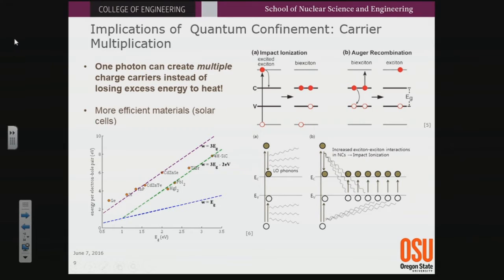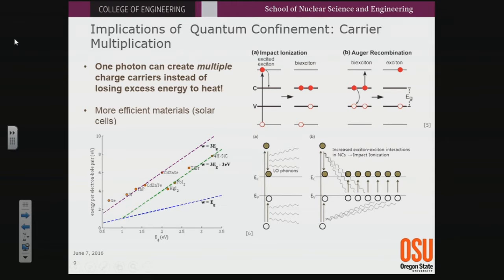You see this electron relaxing, and you have multiple charge carriers being created. Ultimately, what this comes down to, what we hope to see, is a difference from a bulk material. In this graph right here, the y-axis is the energy needed to produce an electron-hole pair.